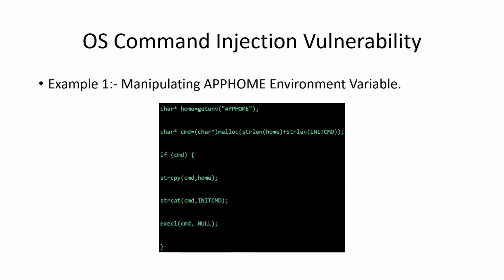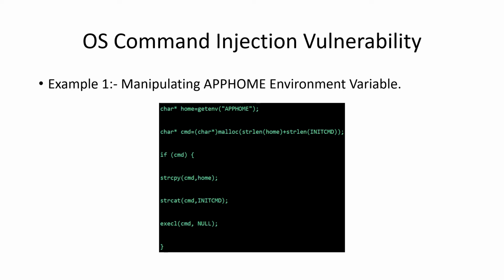And going to the next slide, OS command injection vulnerability examples. I will give two examples here. First one is manipulating the app home environment variable. Here is some code. Actually, this is an example of a program that allows a remote user to view the content of a file without being able to modify or delete it. This program runs with root privileges.